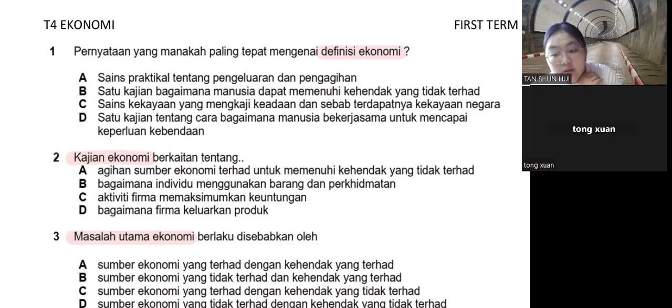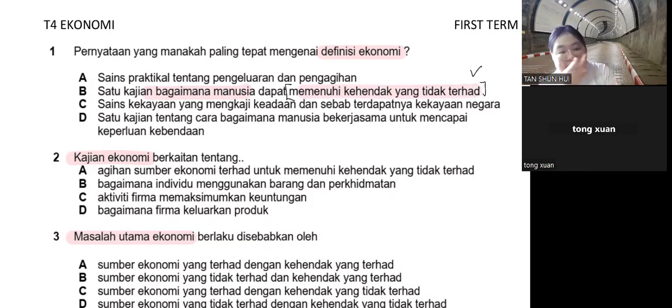Let me know if I'm too fast, yeah. If not, I will just continue. So you can see, what is the keyword? Limited resources, unlimited ones. You see, satu kajian bagaimana manusia memenuhi kehendak yang tidak terhad. This is the keyword, so this is correct.